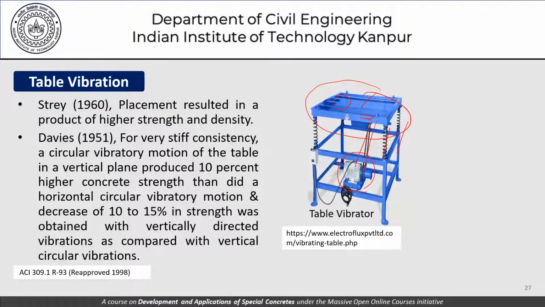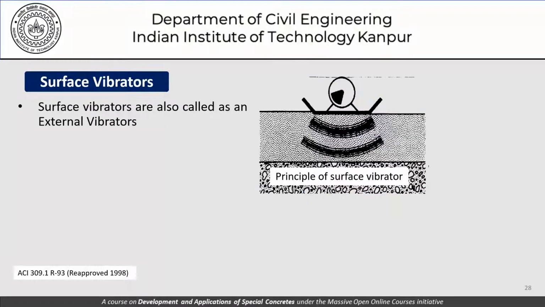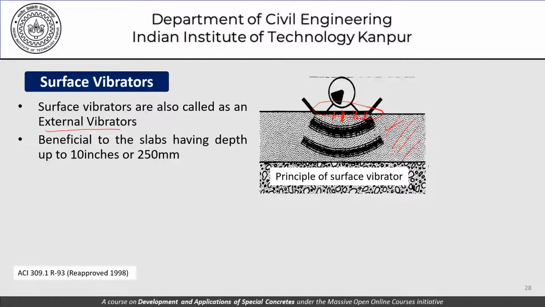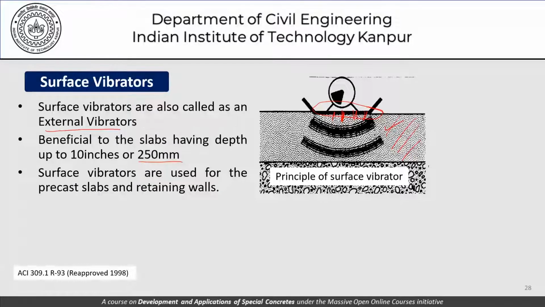Then we come to surface vibrators. Surface vibrators are also some kind of external vibrators. The principle of the surface vibrator is that we have a flat surface on top of the material to be consolidated, and we vibrate this, leading to a consolidation of this mass. Beneficial for slabs having a depth of up to about 250 mm. Surface vibrators are also used for precast slabs and retaining walls.